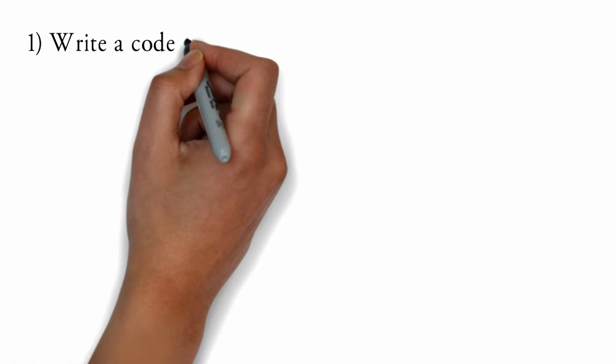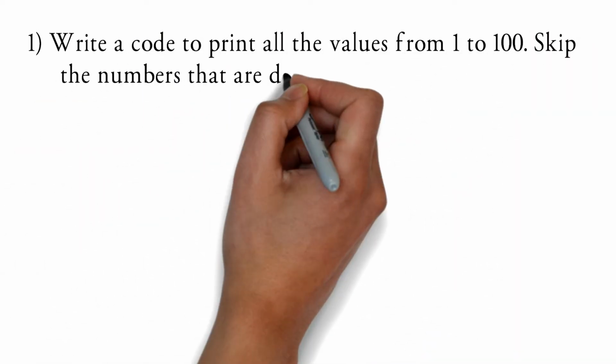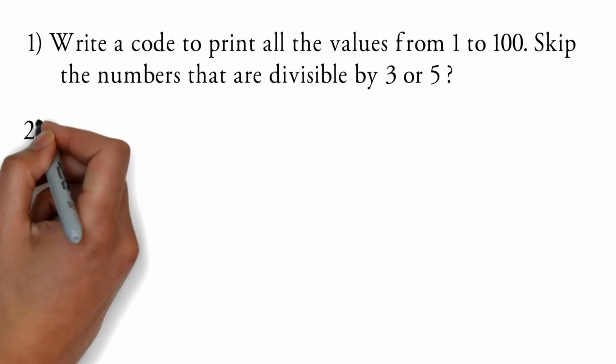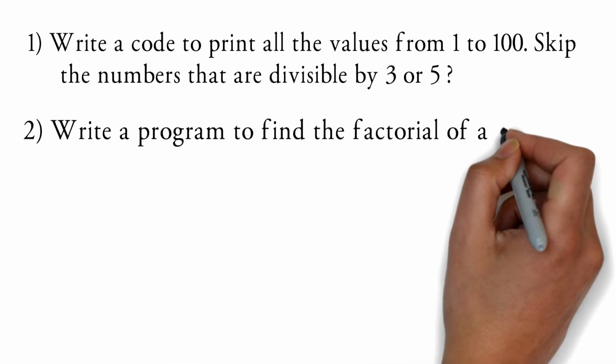Number 1. Write a code to print all the values from 1 to 100. Skip the numbers that are divisible by 3 or 5. And the second one is write a program to find the factorial of a number.